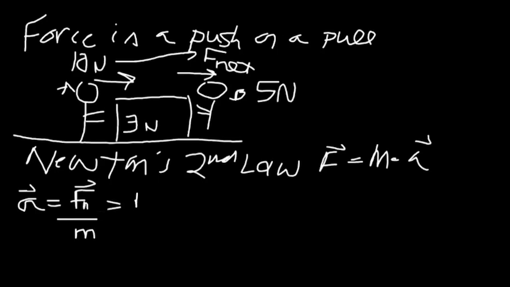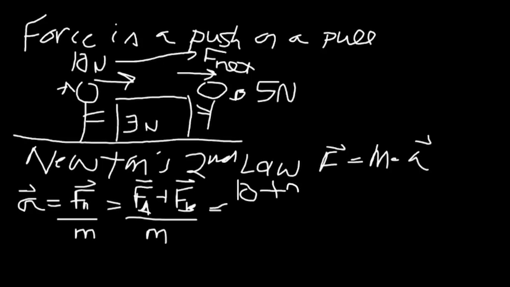So the net force is going to be the force of person A plus the force of person B, divided by the mass of the box. And we are not concerned about the mass of person A or person B. That does not go into this equation. It's the mass of the object whose acceleration we're solving for. So we're defining right as positive. Person A is pushing with a force of 10 newtons. Person B is pulling with a force of 5 newtons. And the box has a mass of 3. This should be 3 kilograms, not 3 newtons.